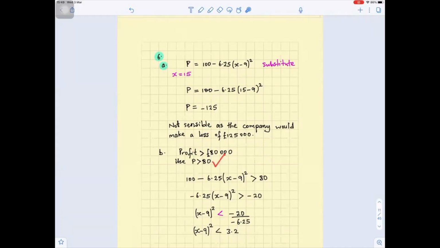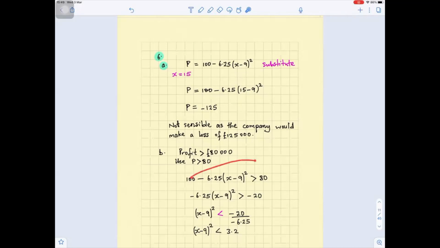For part B, the profit has to be bigger than 80,000. So we use P to be greater than 80. So that's where we put bigger than 80. And that is P there. We want P to be bigger than 80. So that is P there, all of this in the circle. And we want it to be bigger than 80. And we need to solve that.